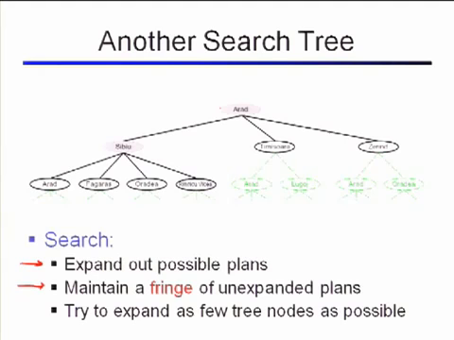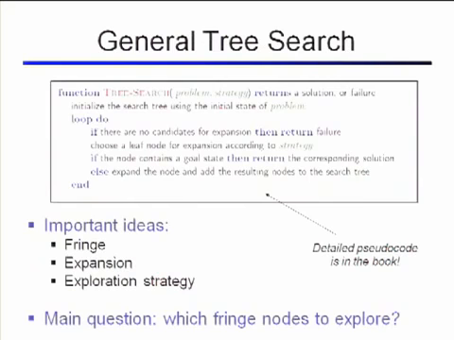Mostly this is here so you can look at it offline, but I want to point out the important ideas that are in the pseudocode. So first of all, what does tree search do? You pass it a problem. What is a problem? It's a start state, it's a successor function, all that good stuff.